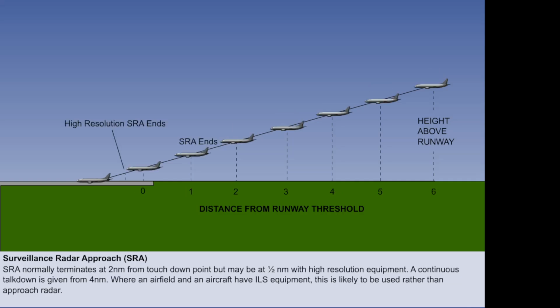Surveillance radar approaches normally terminate at 2 nautical miles from the touchdown point. However, when high-resolution surveillance radar equipment is available, this distance reduces to half a nautical mile, and the approach controller will provide a continuous, full-time talk-down from 4 nautical miles, with ranges and advisory heights being given every half nautical mile. Where an airfield and an aircraft have ILS equipment, this is likely to be used rather than approach radar.